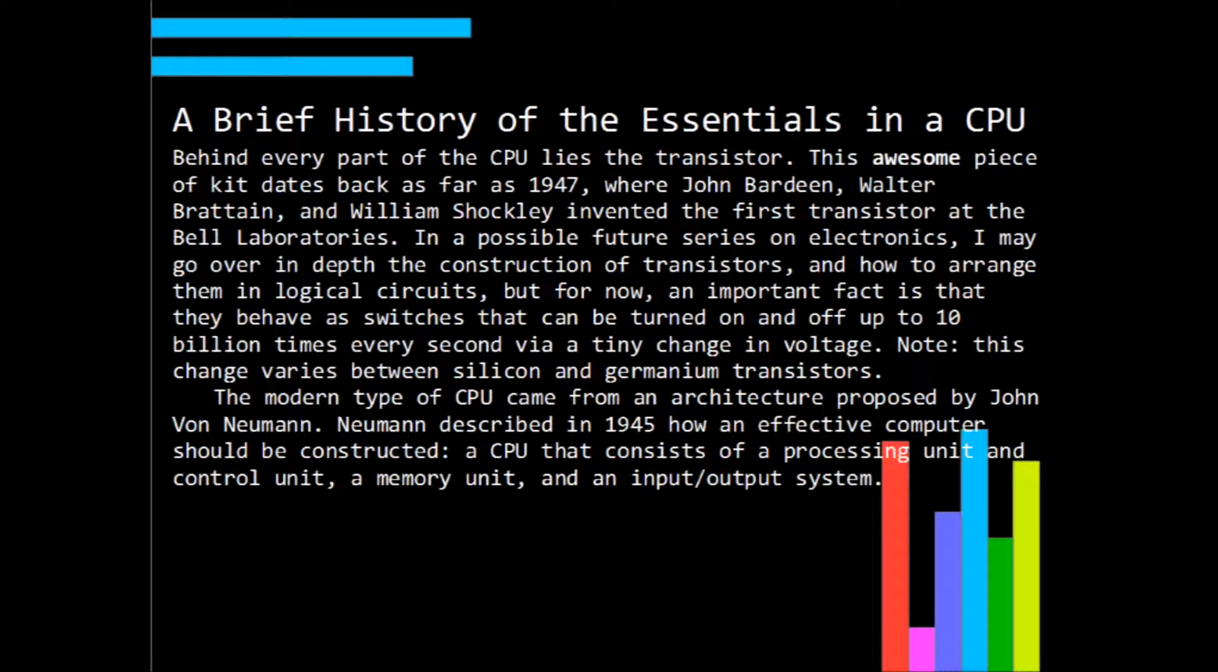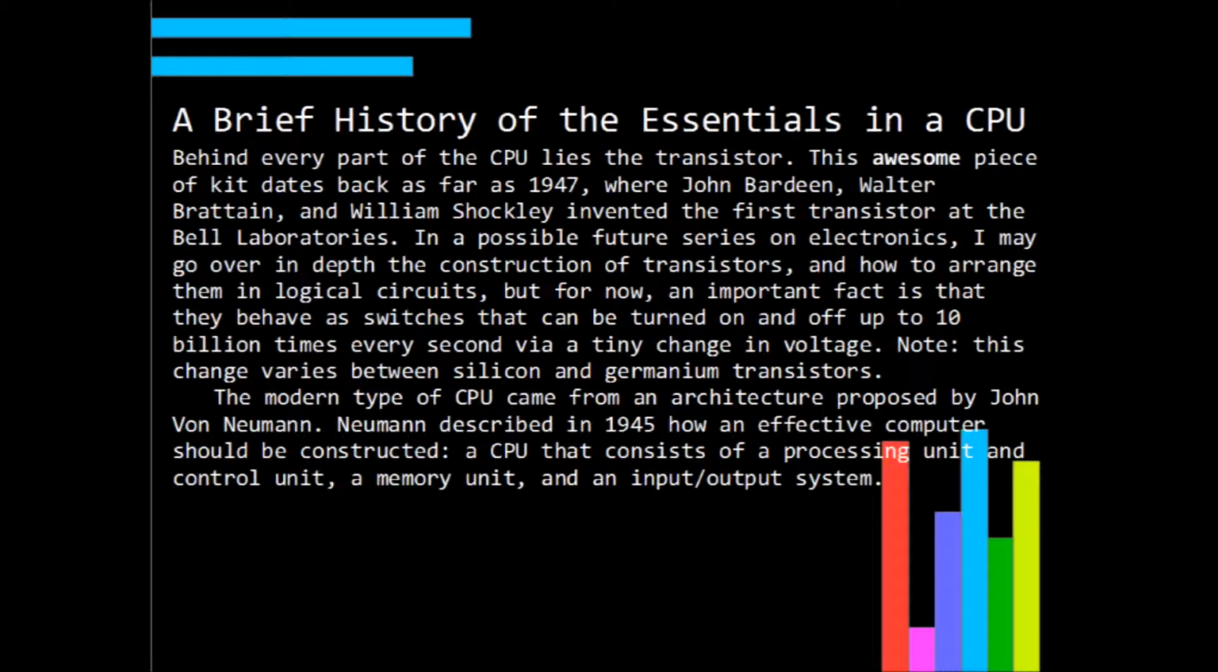Note this change varies between silicon and germanium transistors. If you make a silicon transistor, the change in voltage might require 0.6 volts, whereas in a germanium transistor you might need only 0.1 volt change.